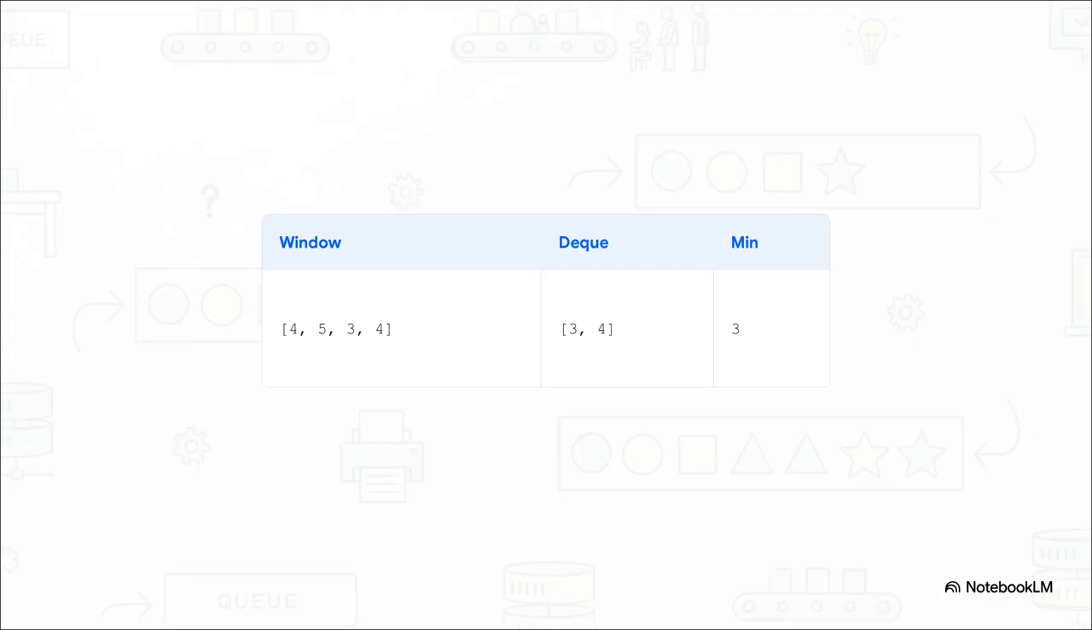As the window shifts again, our previous minimum, the 1, falls completely out of the window's range. Because it's now out of bounds, it gets cleanly popped right off the front. And this reveals exactly why we need that double-ended access. We remove outdated minimums from the front, and we crush obsolete larger numbers from the back, all while effortlessly maintaining O(n) linear time.